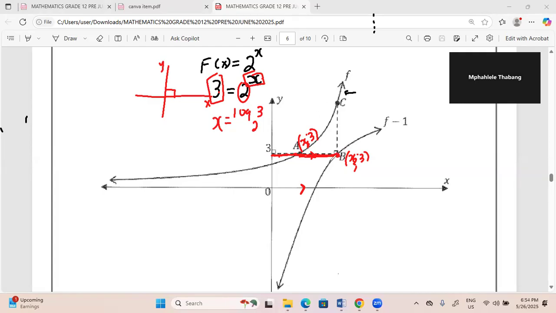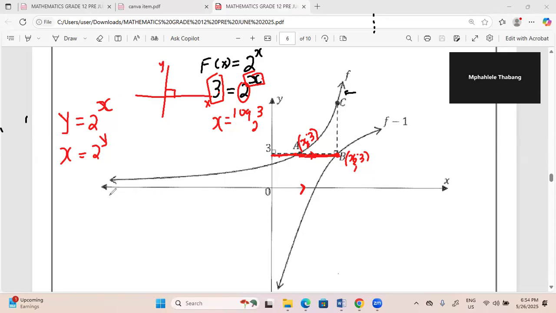B is a point on the inverse of f. So remember, the function f is y equals 2 to the exponent x, or you can say f of x equals 2 to the exponent x. So the equation of the inverse is going to be x equals 2 to the exponent y. Remember, for the inverse, we simply interchange y and x.